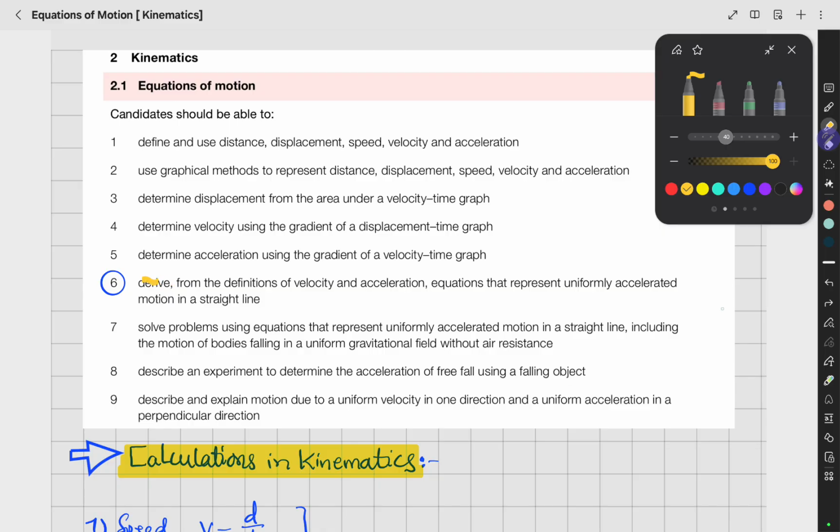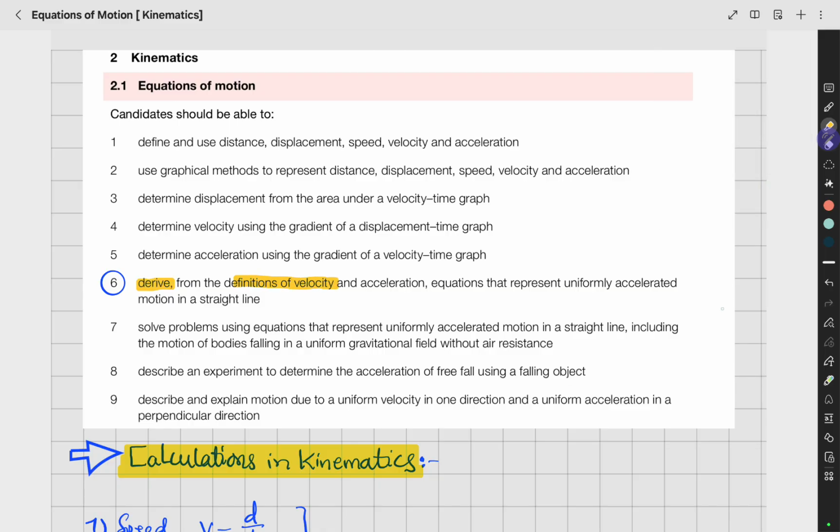We have to derive, from the definition of velocity and acceleration, the equations that represent uniformly accelerated motion. Then of course we have to solve problems using equations that represent uniformly accelerated motion in a straight line, including the motion of bodies falling in a uniform gravitational field without air resistance. So today we are going to cover these two syllabus points.